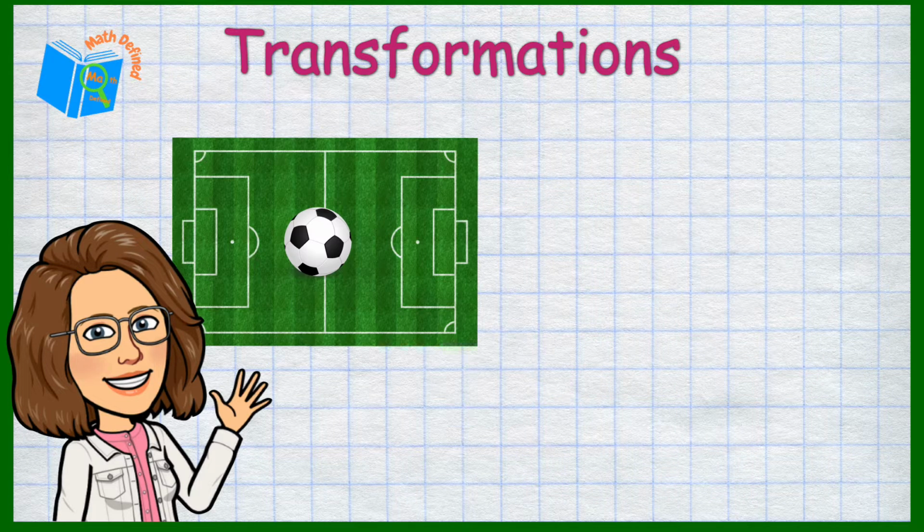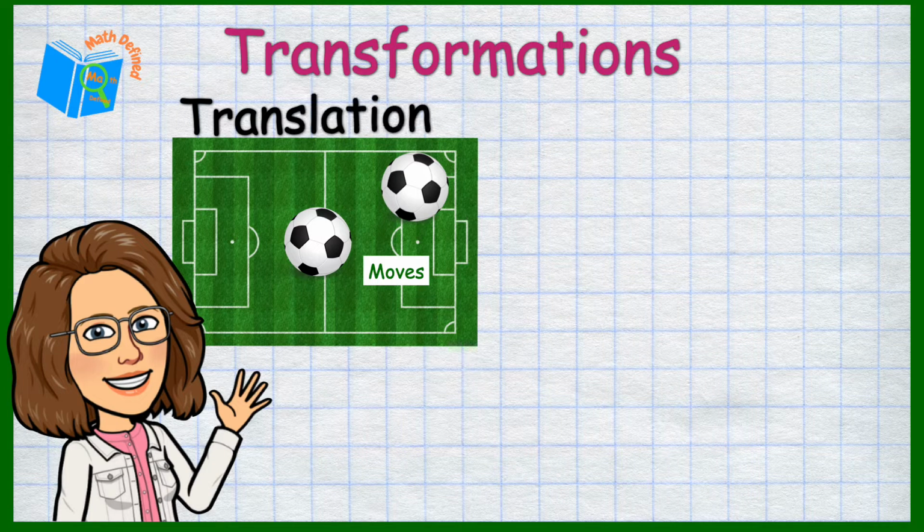Imagine a soccer ball in the middle of a soccer field. It moves all around the field in many directions, but it always stays the same size and shape. That's called a translation.